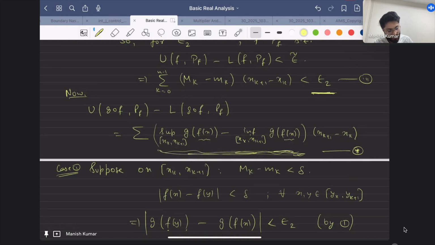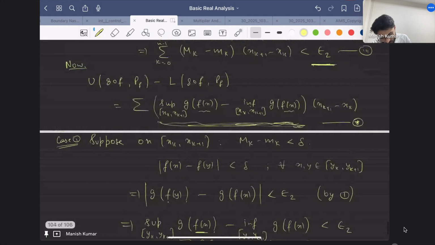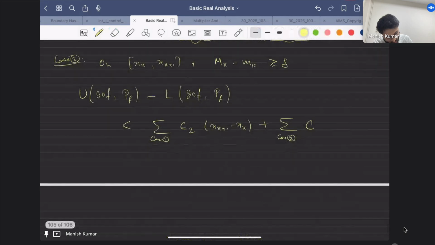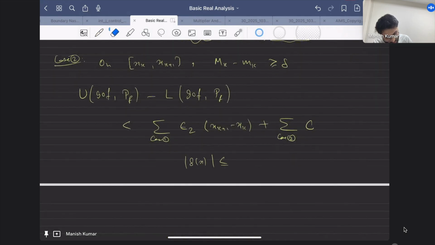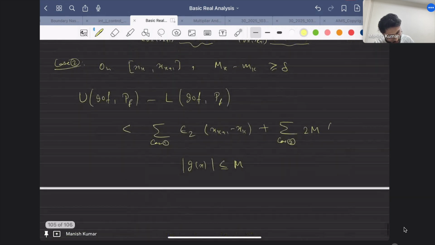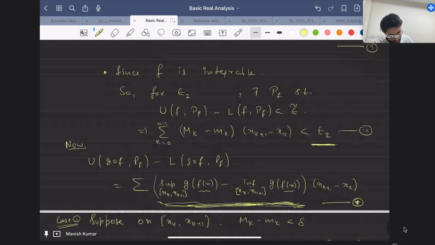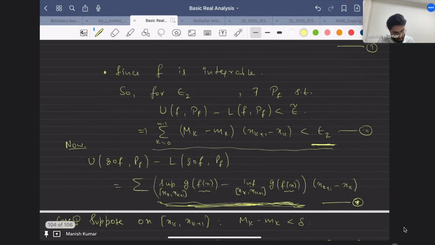So I'm assuming, here only let me write. I know that g is continuous on a compact interval, so I know that g is bounded by M. So let's say here it will be 2M, right, because of these two things. And then I have this summation over x_k. Okay, now somehow I'll have to use this to conclude that this is also small. Let me see.